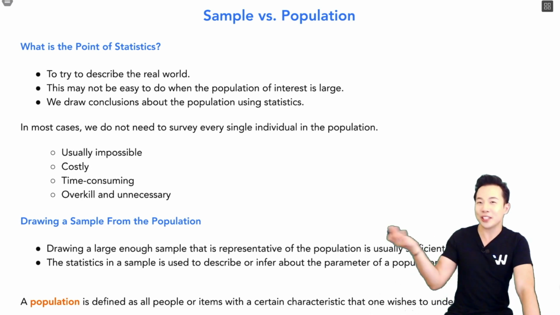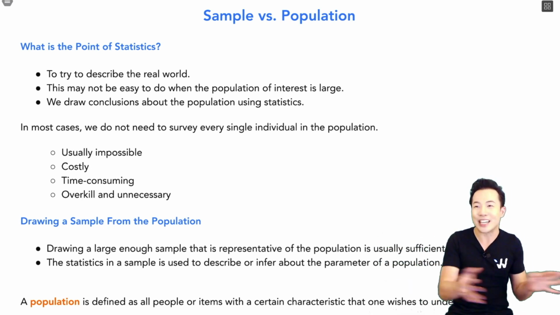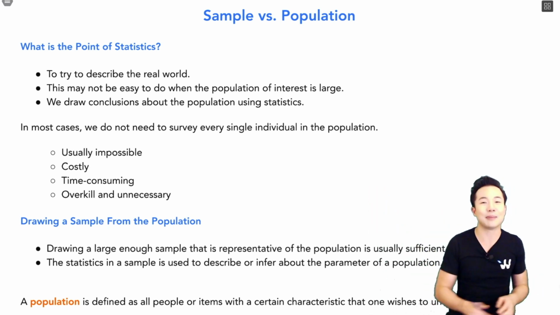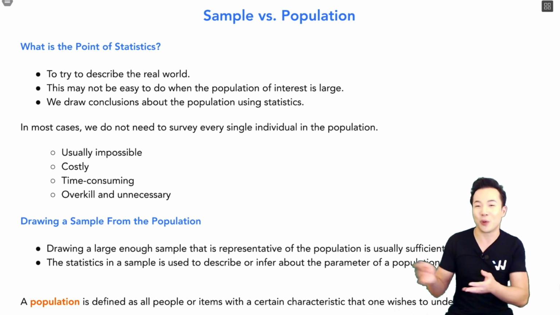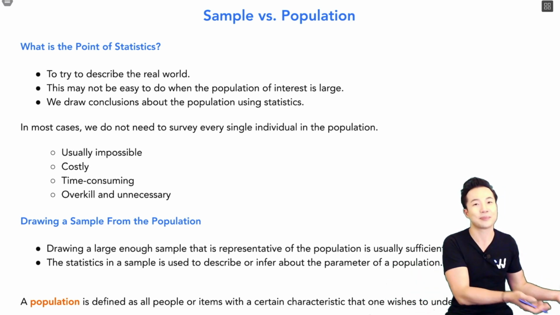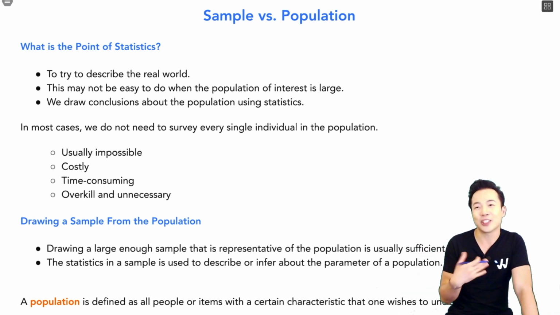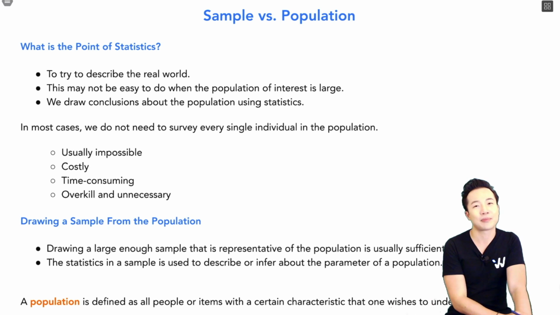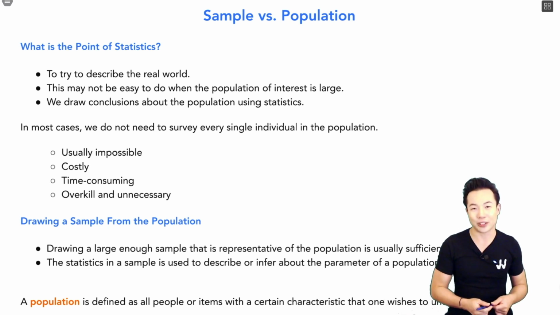So you could spend all this time surveying all the people when all you need to do is survey enough people, and then you're off to your labs to analyze your data. Right? Or do you want to spend time analyzing data, or do you want to spend time surveying every single person? And the last one is overkill. So I'm sure you're already getting a sense of that. It's overkill and unnecessary. So for those reasons, in most cases, we don't survey every single person in the population. You just sample from that population.